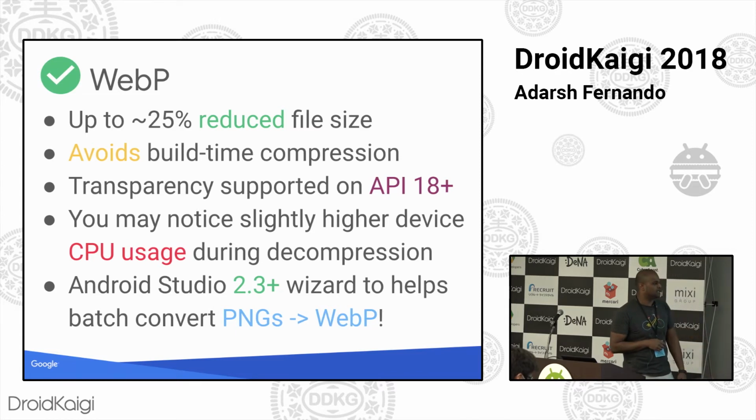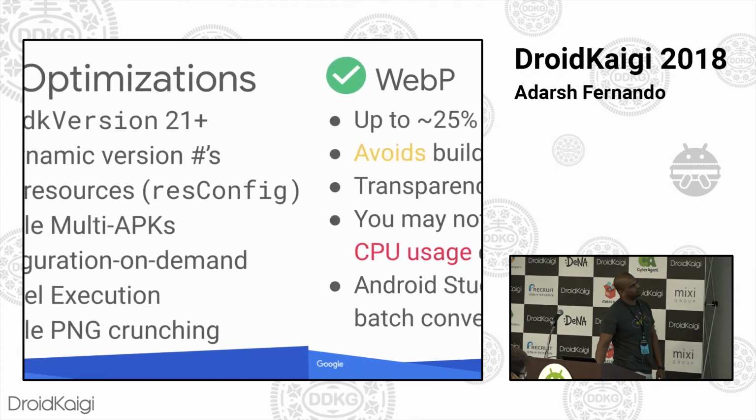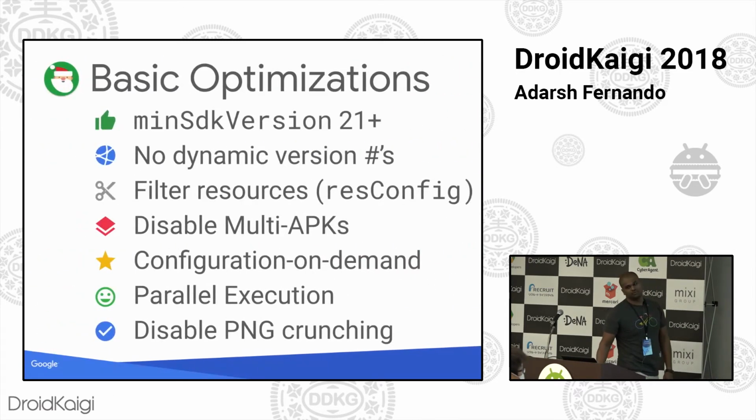One thing to note, though, is on the device you may notice higher CPU usage because the device has to decompress those files. Another useful thing is that in Android Studio 2.3 and higher, we have a tool that helps you batch convert your PNGs to WebP. You can set the compression ratio and see how that actually affects the quality of your image and everything.